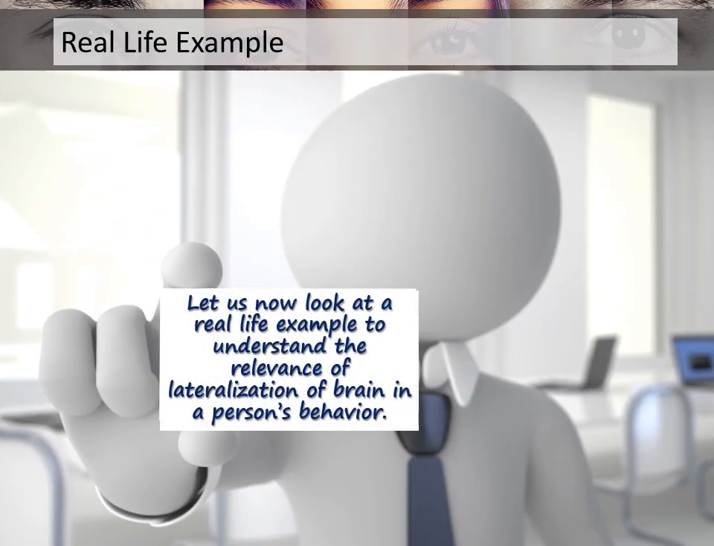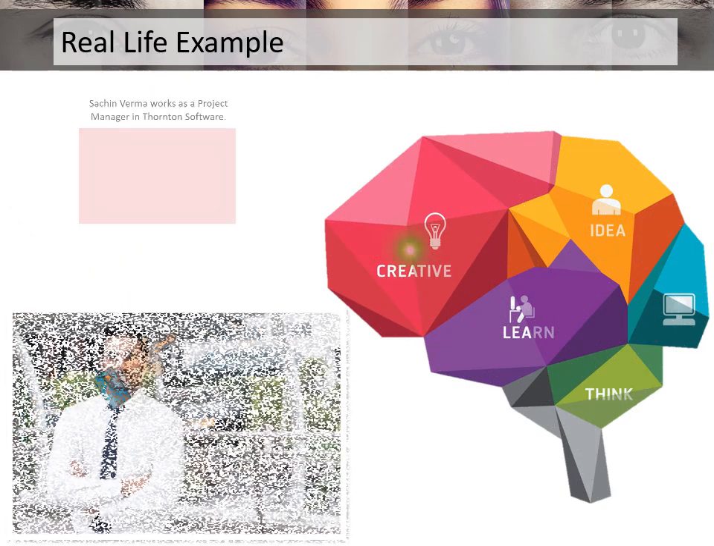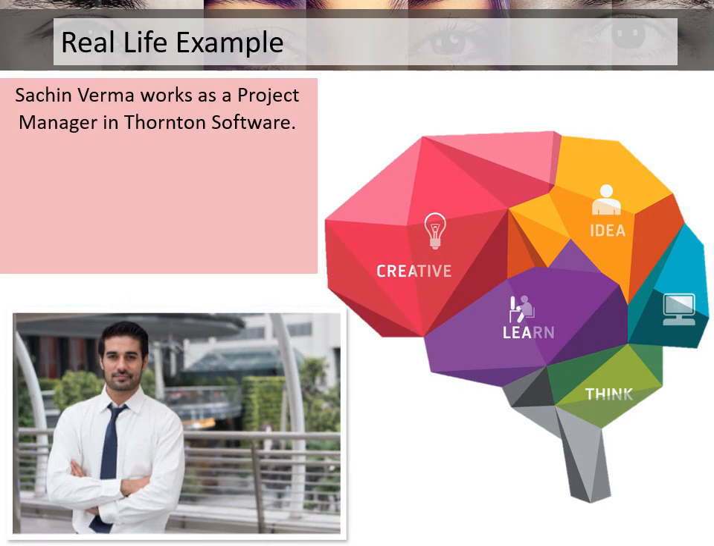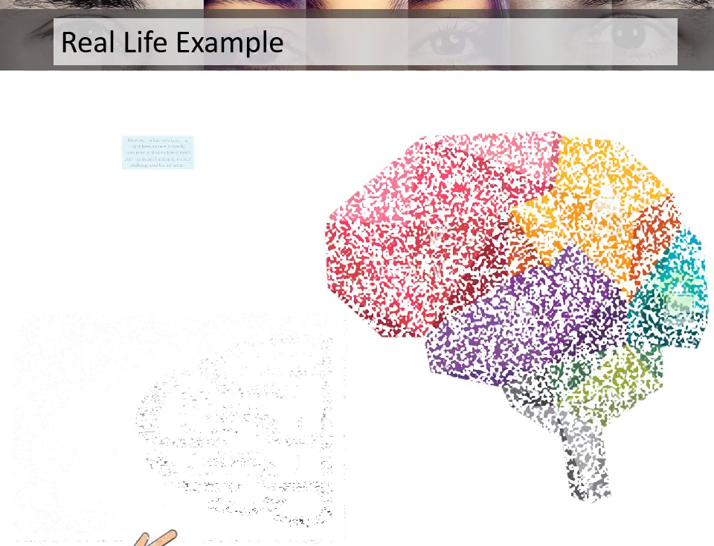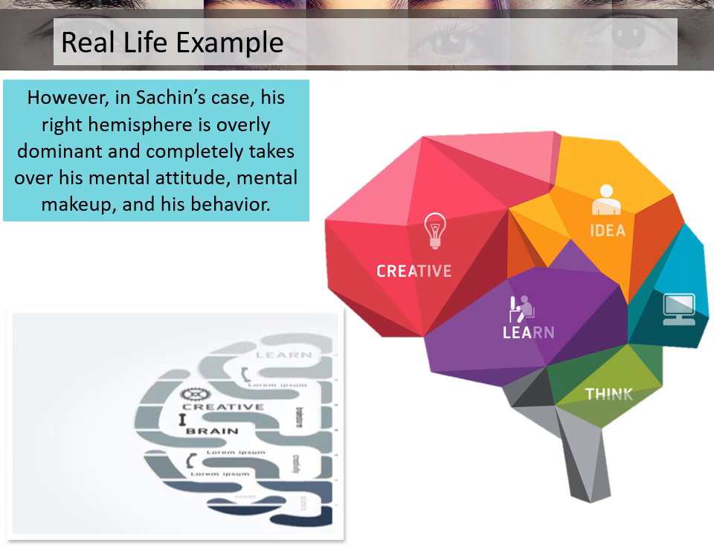Let's now look at a real-life example to understand the relevance of lateralization of brain in a person's behavior. Sachin Verma works as a project manager in Thornton Software. Sachin is a left-handed person, and hence, naturally, his right hemisphere controls a major part of his behavior. However, in Sachin's case, his right hemisphere is overly dominant and completely takes over his mental attitude, mental makeup, and his behavior.